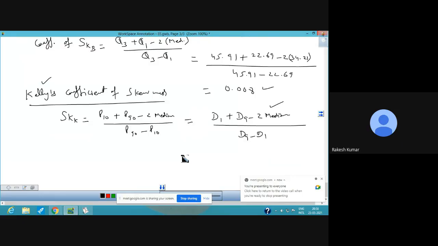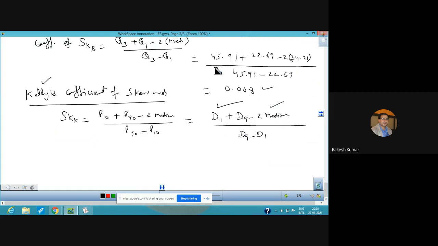So let us move further and calculate the coefficient of skewness with the help of Cayley's formula. We shall use the formula of deciles. Now we require the first decile, the ninth decile, and the median.